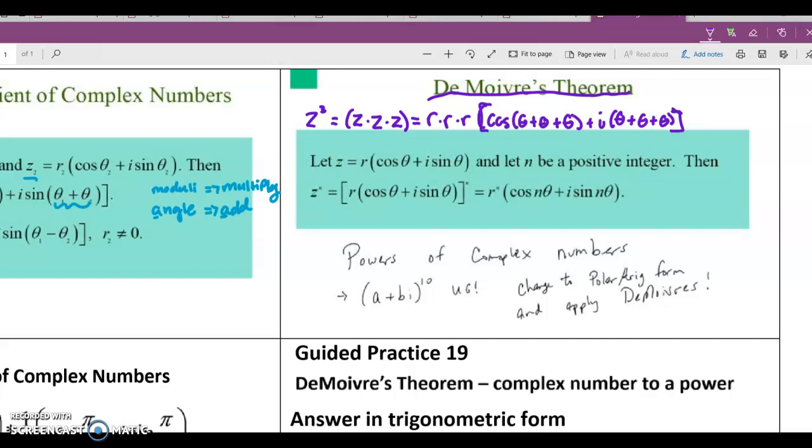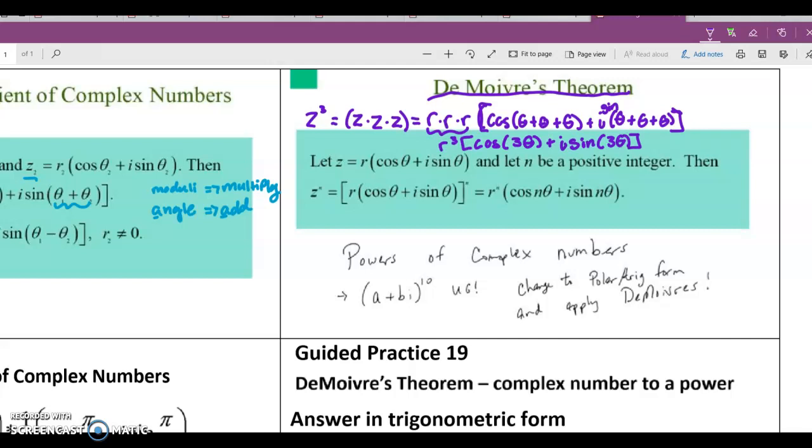Well, these are all the same, so we can write this as r to the third. And then theta plus theta plus theta is the same thing as 3 times theta, and the same thing inside of our sine. Plus i times sine of 3 theta. The same thing holds if we're raising that power to the 10th, to the 100th, to the millionth, to the billionth.